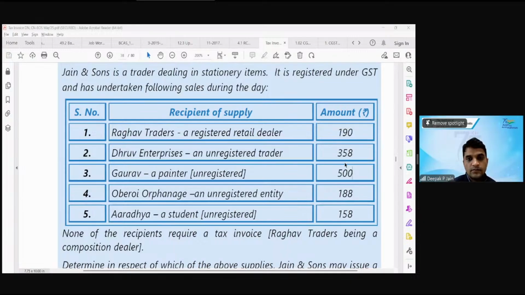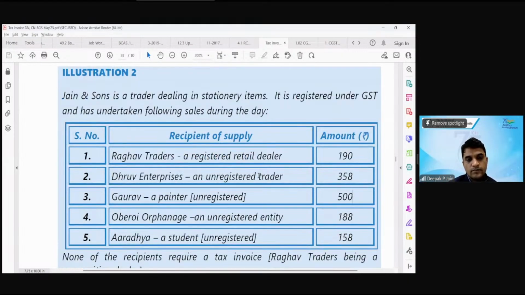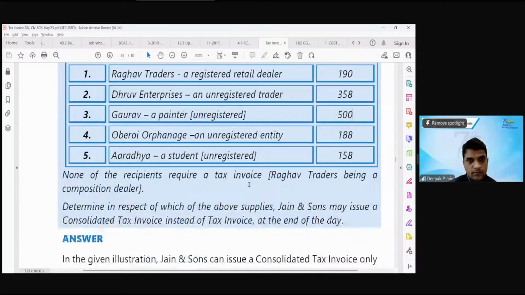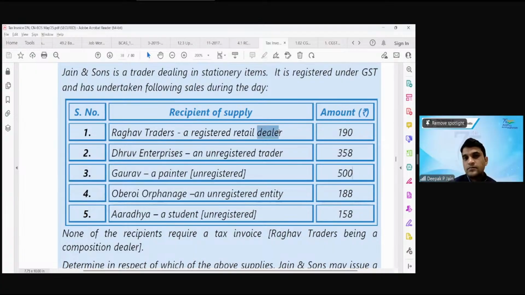Good evening, sir. Sir, I have a doubt in illustration 2. It's written that none of the recipients require a tax invoice. Then also we'll issue a normal tax invoice to Raghav Traders. How will it make a difference if he's a composition dealer? Correct. If he's registered, we have to give him an invoice. Whether he's composition or not doesn't matter, since a composition person is also treated as a registered person.